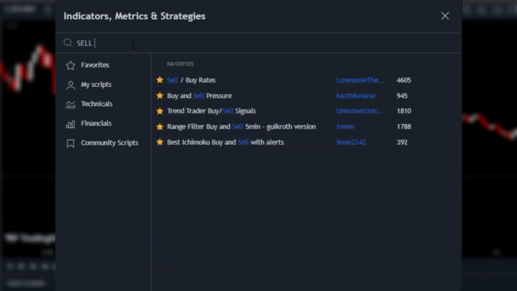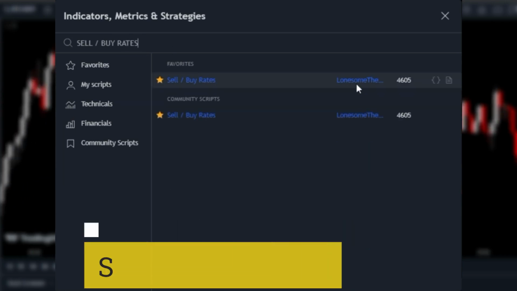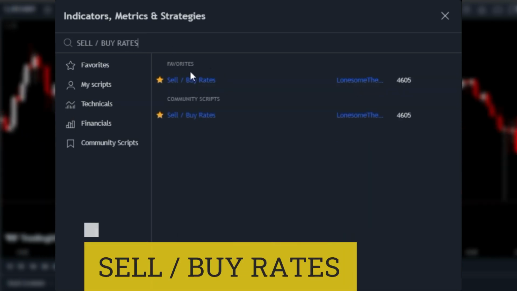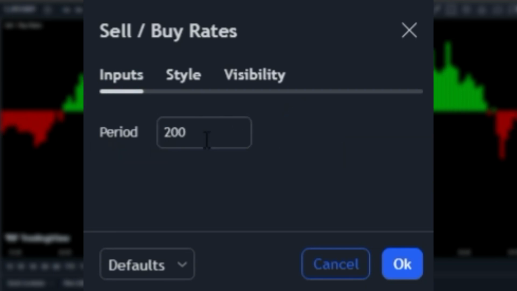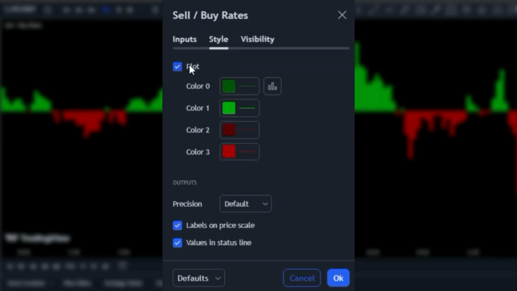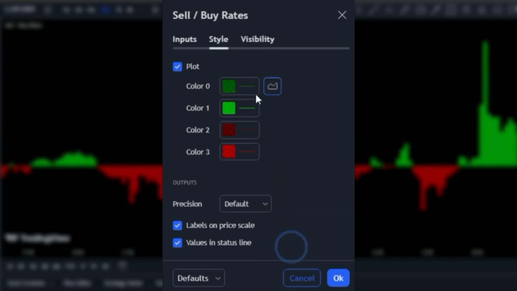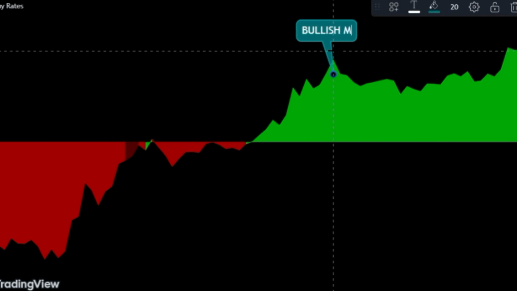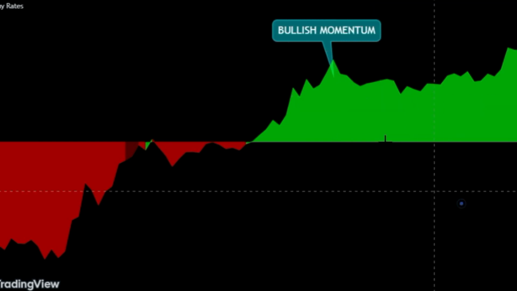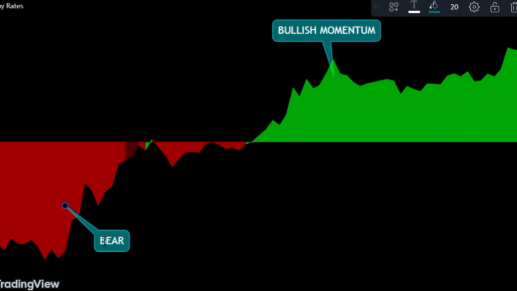Now let's incorporate the sell-buy rates indicator into our strategy. Then adjust the indicator settings as demonstrated. With these configurations, working with this indicator becomes intuitive. Simply observe the color of the indicator's area to gather valuable insights. A green color denotes a bullish momentum in the market, while red indicates a bearish market momentum.